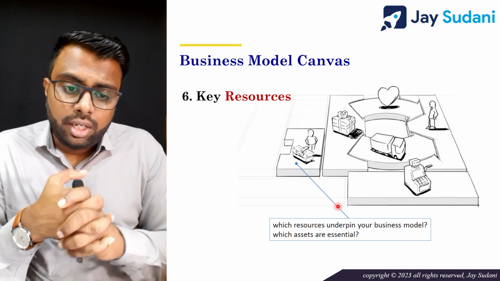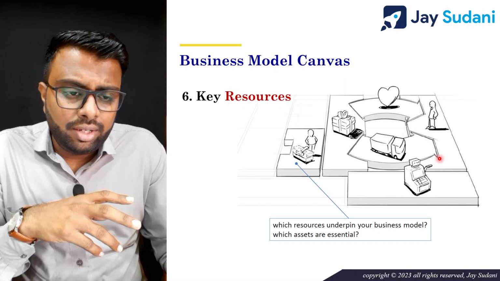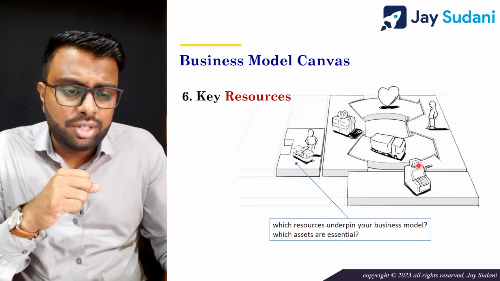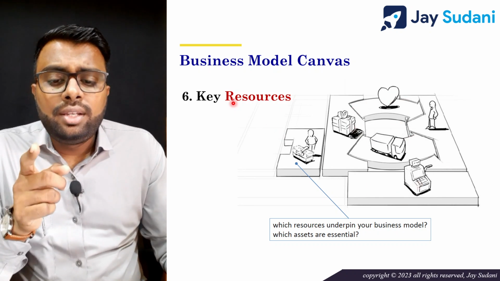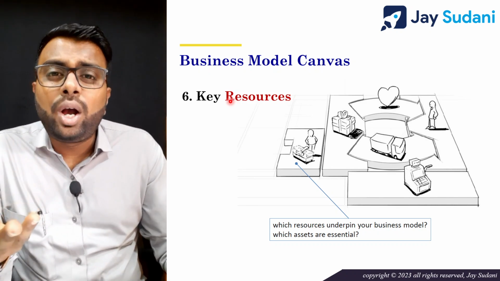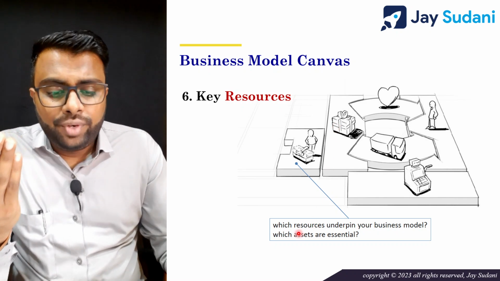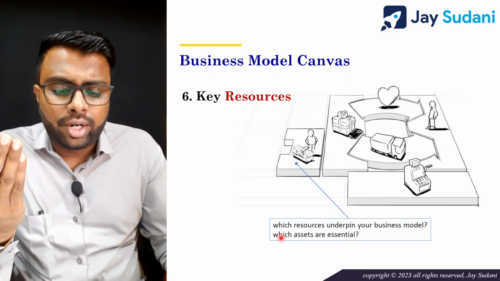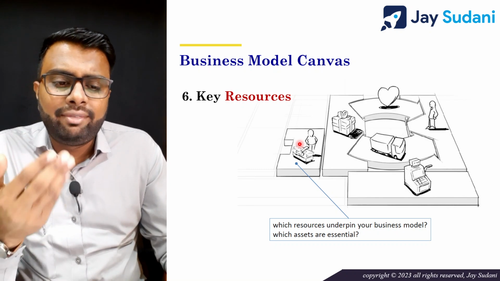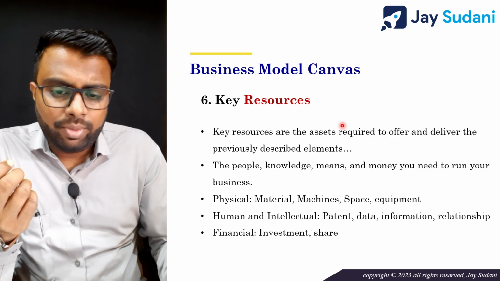Key resources. Now, the 6th element is key resources. After you define all these on the right-hand side of the canvas, your customers, your value proposition, your channels, your relationships, and the revenue streams, here is the question you need to ask yourself: what are all those resources you require to develop or create this value for your customer? Which resources underpin your business model? What are the assets which are essential for you to develop the value proposition or the product that your customer requires? So mention all of this.